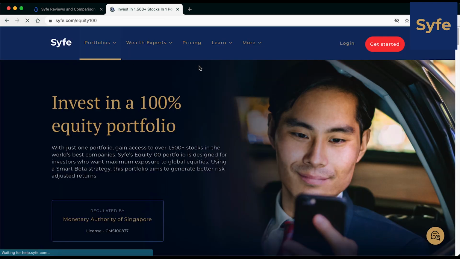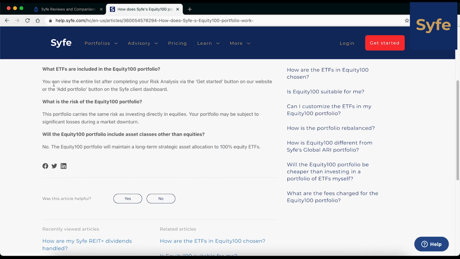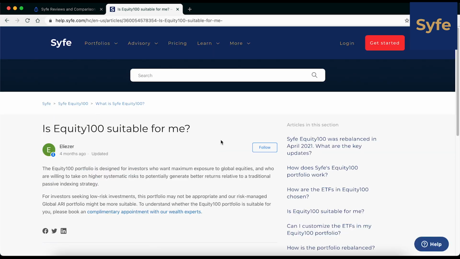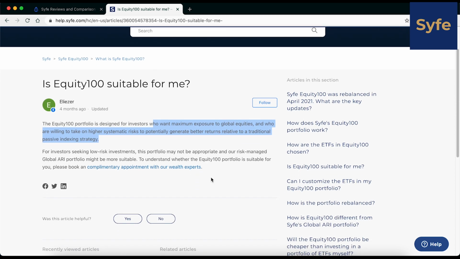Let's go to the Equity100. I just want to take a look at their FAQ. So how does this work? What ETFs are included? You can view the entire list after completing your risk analysis portfolio. Same risk as investing directly in other equities. You maintain a long-term strategic asset allocation. That's fine. Is Equity100 suitable for me? It's suitable for those who want maximum exposure to global equities while willing to take on a higher systematic risk, potentially generating better returns relative to a traditional passive index strategy.